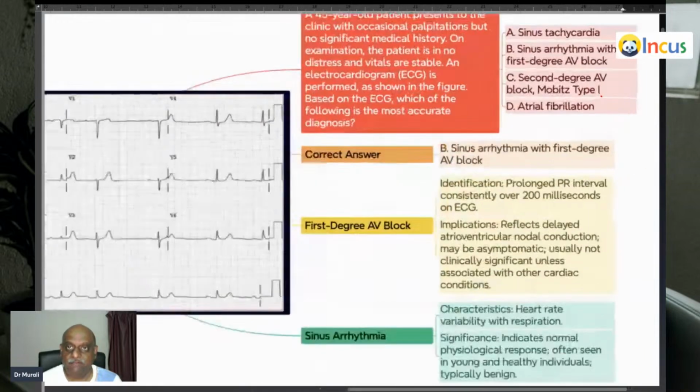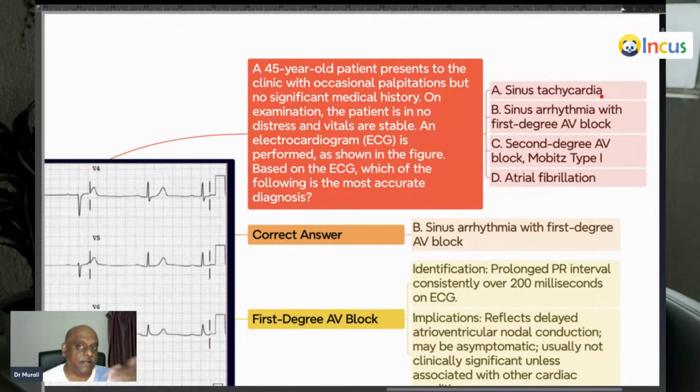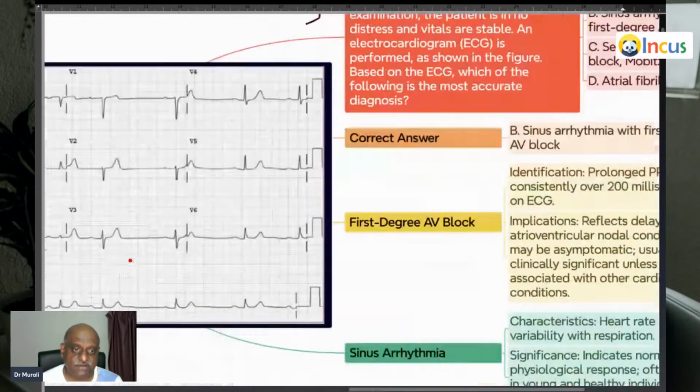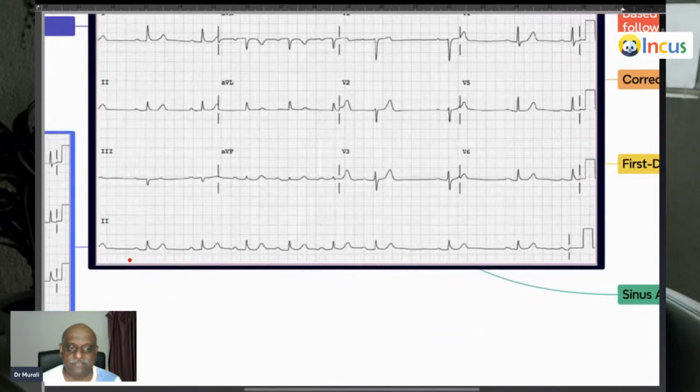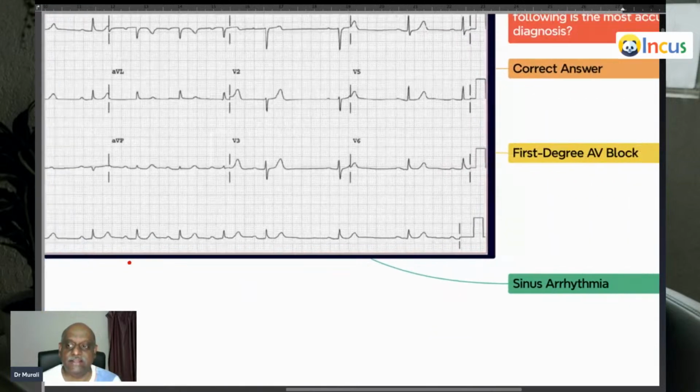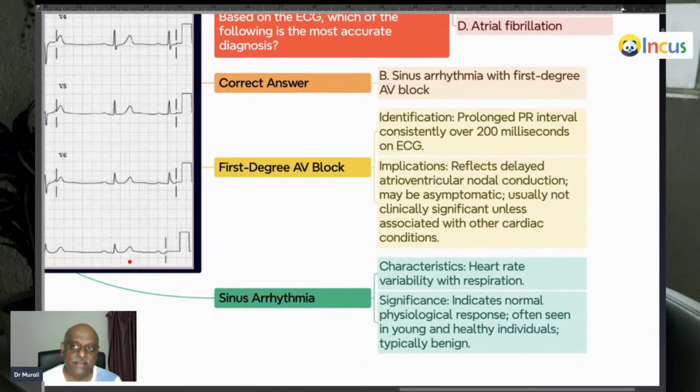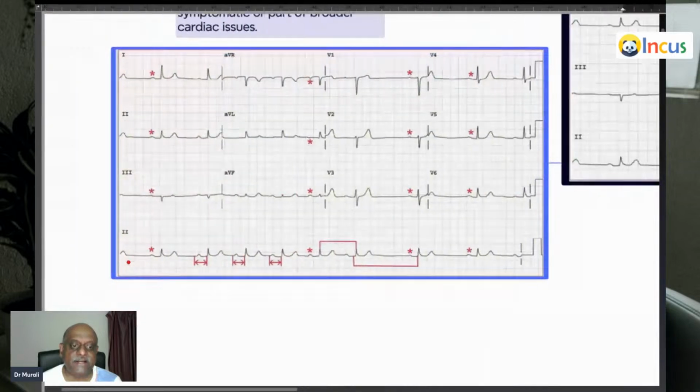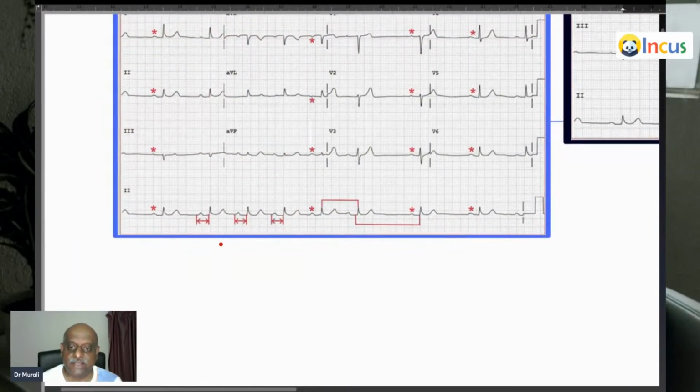Now, a 45-year-old presents to the clinic with occasional palpitations. The patient is in no distress. ECG was being taken. So what do you see in this ECG? Basically, it is a first-degree AV block. What is the meaning of first-degree AV block? First-degree AV block means prolongation of the PR interval.